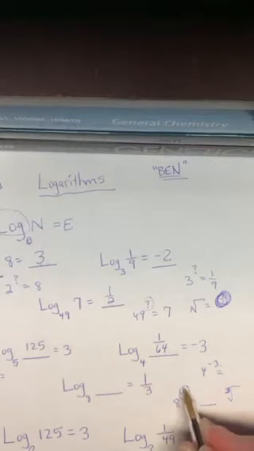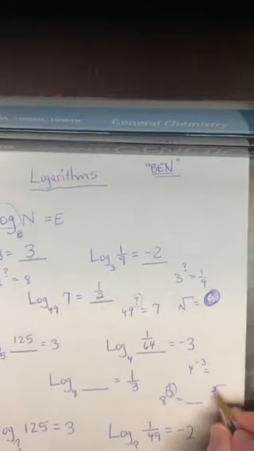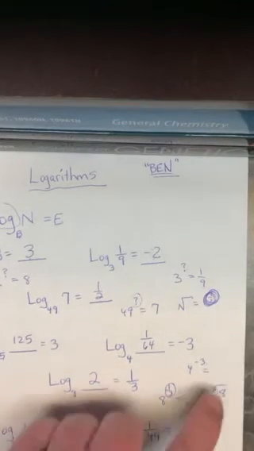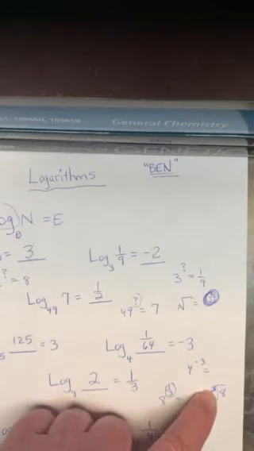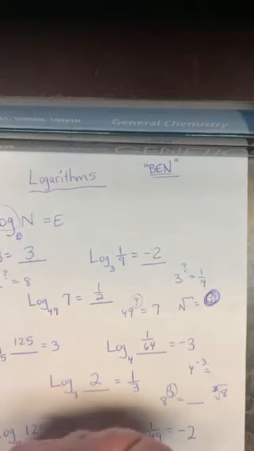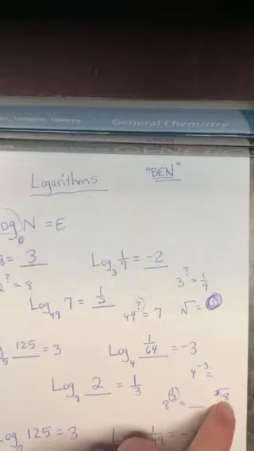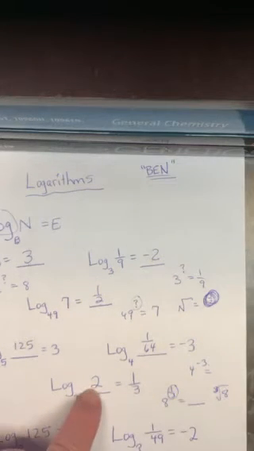So 8 to the 1/3 really means the cube root of 8. And the cube root of 8 is what? 2, right? Because remember, what does that mean, the cube root of 8? It means what number could I multiply 3 times in a row to get the 8 that's in there? So the cube root of 8 would indeed be 2.